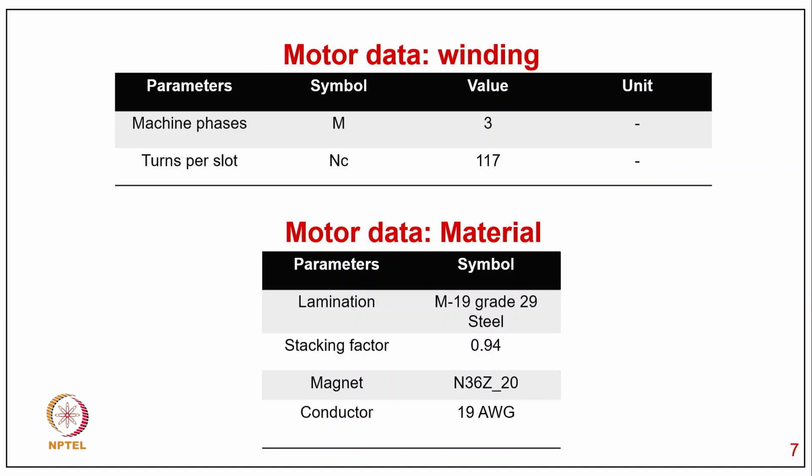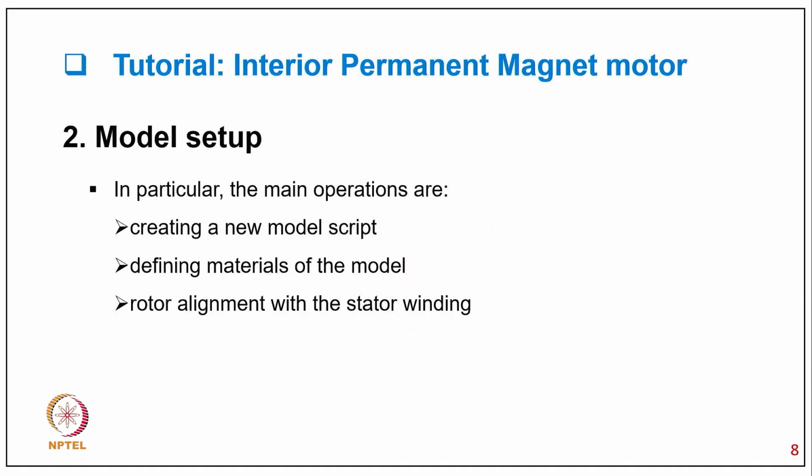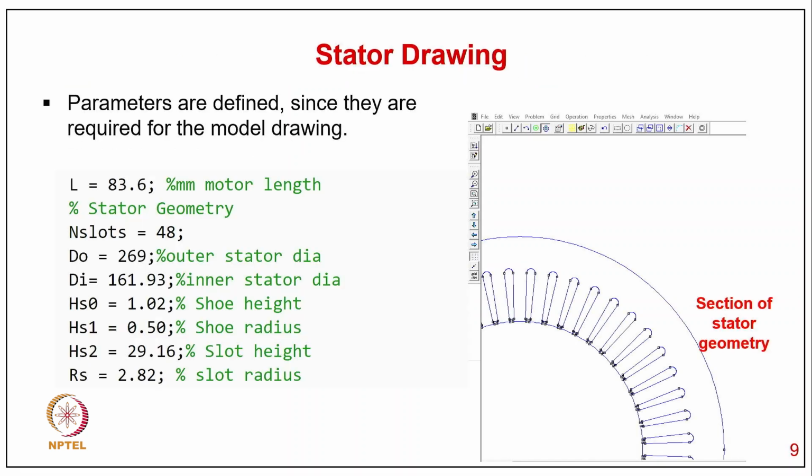Now the motor data for materials: the lamination is M19 grade 29 steel, stacking factor 0.94, the magnet is N36Z_20, and the conductor is 19 AWG. Now coming to the second part, model setup. In particular, the main operations are creating a new model script, defining the materials of the model, and rotor alignment with the stator winding.